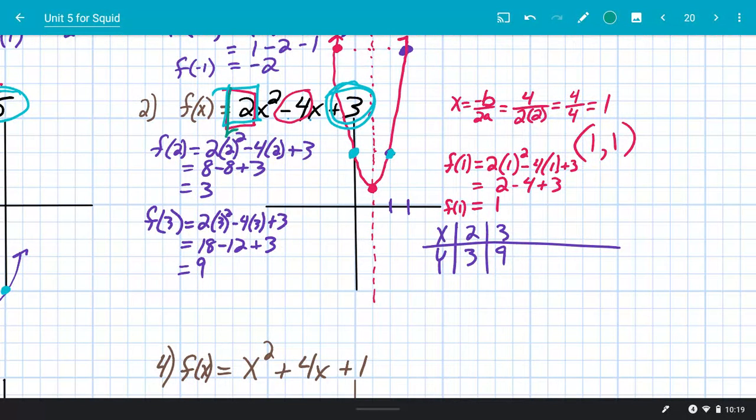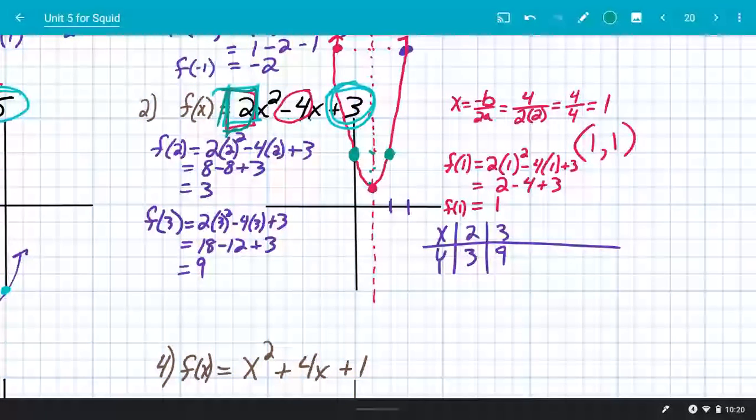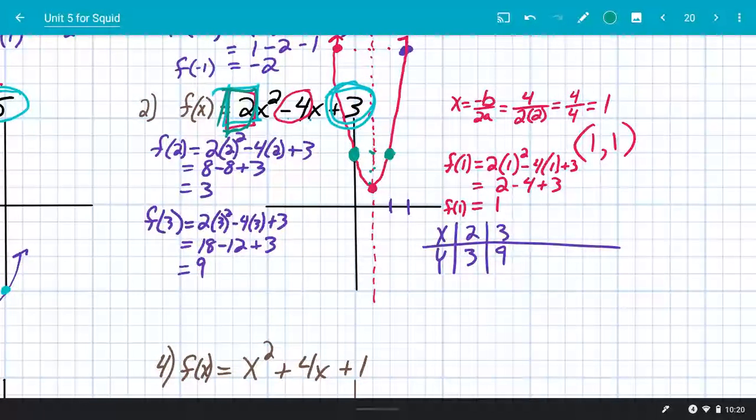I could have went up 2 and over 1 from the vertex, right? Watch this. Up 2 over 1. Up 2 over 1. It's the same points. It's different ways of doing the same thing. Are you cool? I just want to show you what you're supposed to do so you can appreciate how much work I'm saving you. Got it?